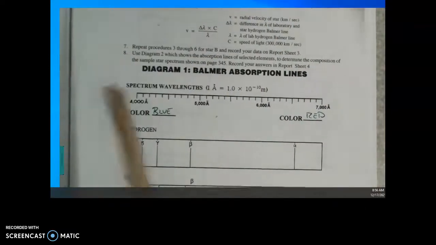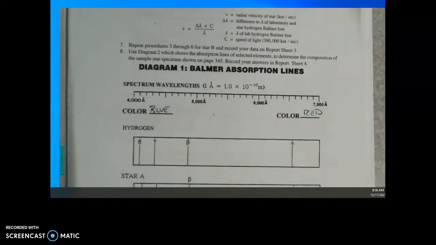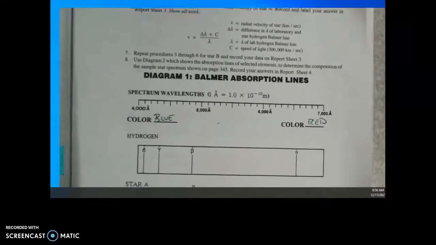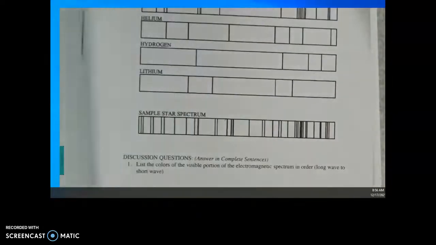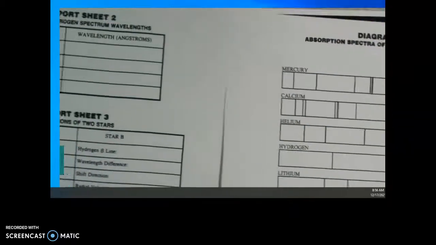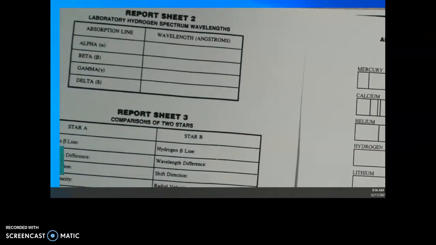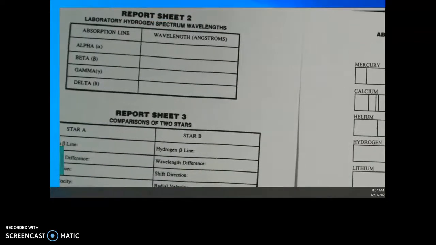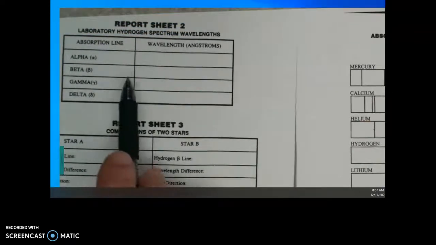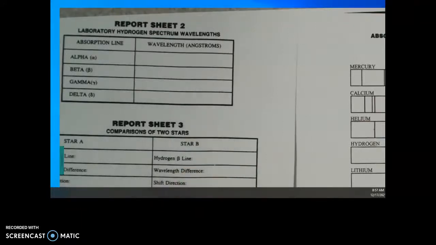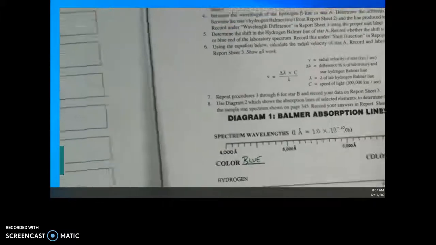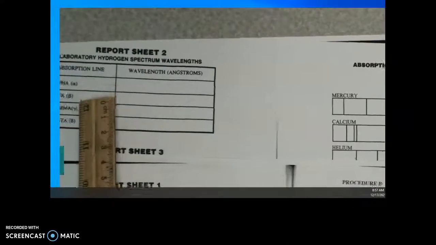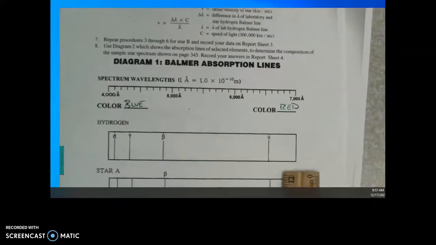So what we're going to do here, this is a scale here, guys. And they're talking about a Balmer line. You're like, I don't get what a Balmer line is. A Balmer is going to be one of these symbols here. So if I go to report sheet 2, which is actually on the next page, it looks like this. So here is our report sheet, and here's our absorption lines for this hydrogen, and they want to know what is the wavelength in angstrom. So how you do this is you actually just find the symbol. So here's this little alpha, this little A thing here. I find that on here, which corresponds to right there.